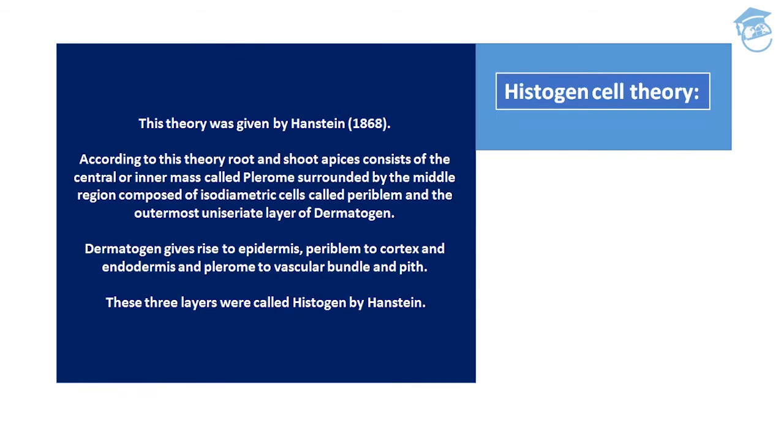Then comes histogen theory. It was given by Hanstein, and according to this theory, root and shoot apices consist of a central or inner mass, which we call plerome, surrounded by a middle region composed of isodiametric cells, called periblem. The outermost layer is called dermatogen. Dermatogen gives rise to epidermis, the outer layer. Periblem forms cortex and endodermis, and plerome forms vascular bundle and pith. So these three layers are called histogens by the scientist Hanstein. So this was the histogen theory, put forward to explain apical meristem.